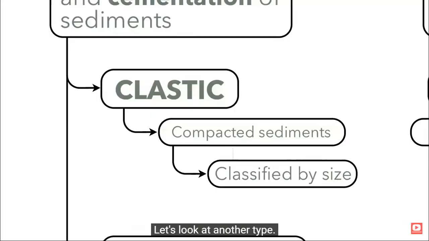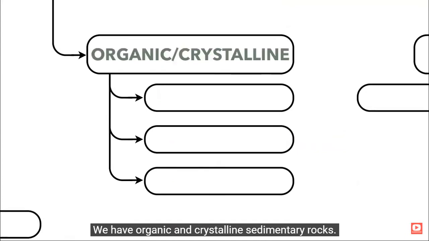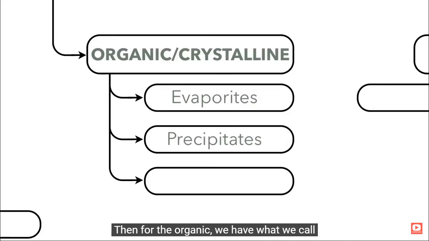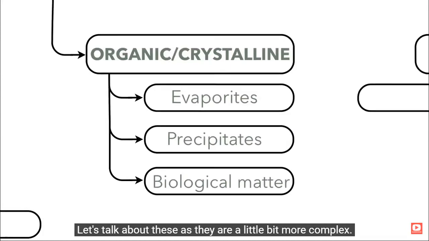Let's look at another type. Let's actually look at the other 2 types. We have organic and crystalline sedimentary rocks. For the crystalline, we have things called evaporites and precipitates. And then for the organic, we have what we call biological matter rocks or bioclastic rocks. Let's talk about these, as they are a little bit more complex.